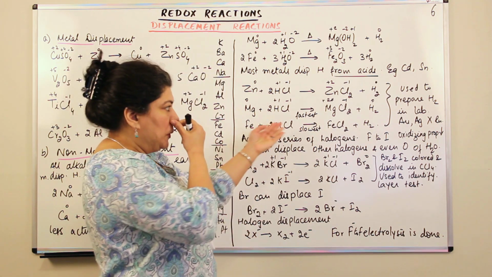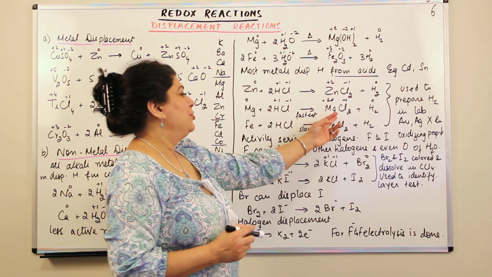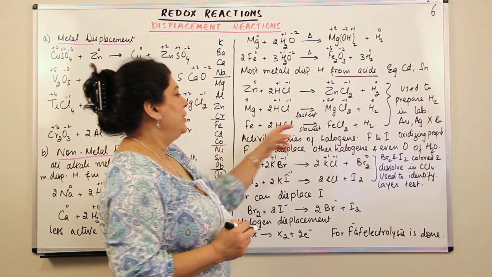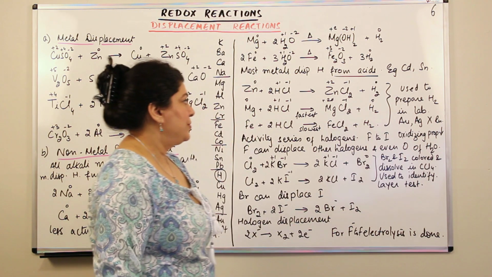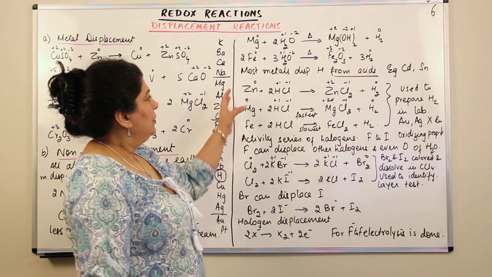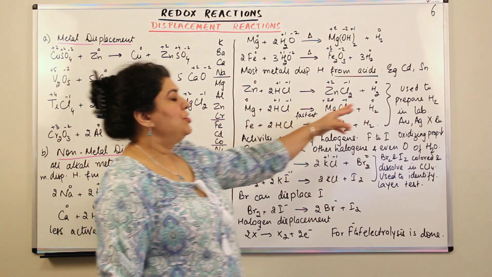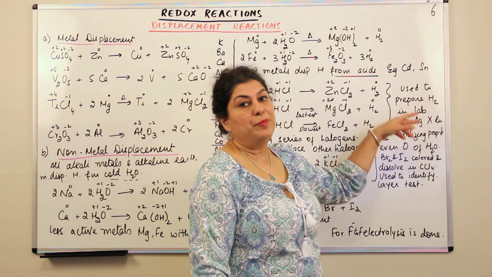Similarly for iron, with FeCl2, Fe would be +2. It was 0, it got oxidized. H was +1, it got down to 0, it got reduced. Now, this type of displacement reaction is used to prepare hydrogen in the laboratory.